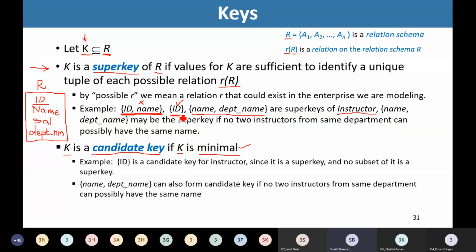Okay, now let us see this set name, department name. This is one more super key that we have identified. So what about this set now? Name, department name. We stated that no two instructors belonging to the same department are having the same names, right? And that is why we mentioned that name, department name is the super key. Now let us try to find out whether this combination name, department name can be treated as a candidate key.